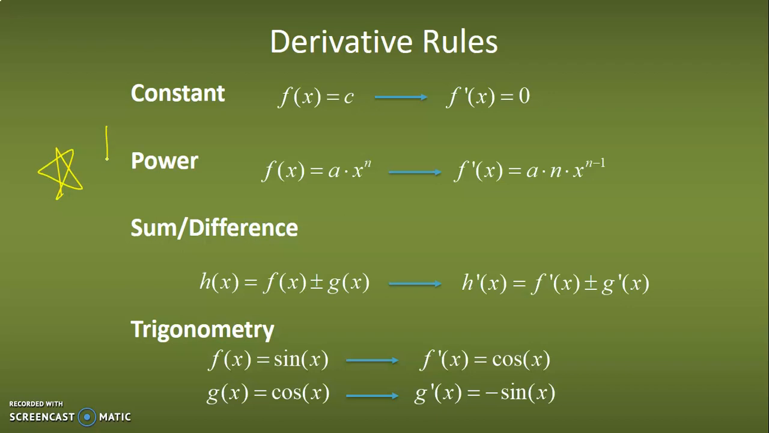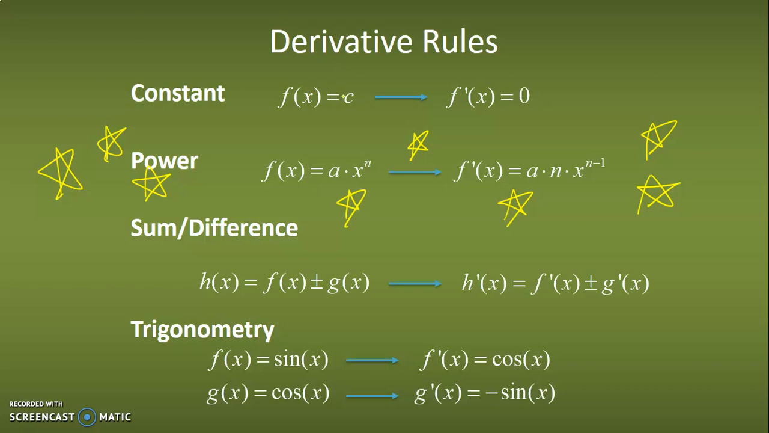The most important rule is the power rule. If you cannot do the power rule quickly and efficiently, you're going to struggle in the rest of calculus. So the power rule says as long as you can write it as a power, multiply the exponent by the coefficient in front, and then drop the exponent by 1. So the power rule is the main one.